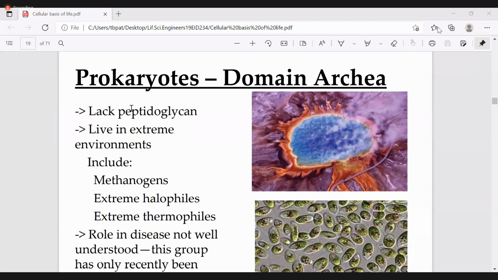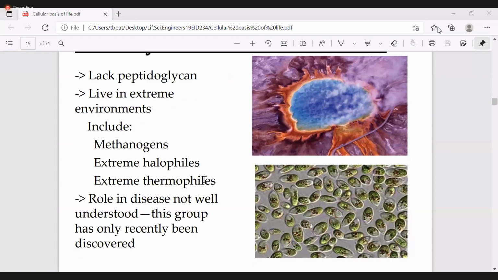It lacks peptidoglycan. The domain Archaea lives in extreme environments and includes methanogens, extreme halophiles, and extreme thermophiles. They live at the highest temperatures, in the lowest conditions, and also deep in the earth.